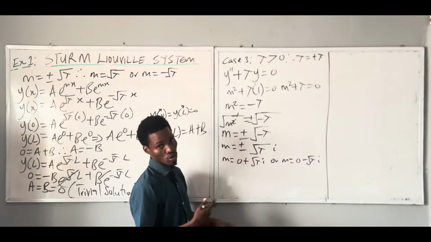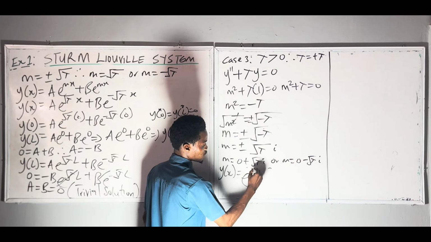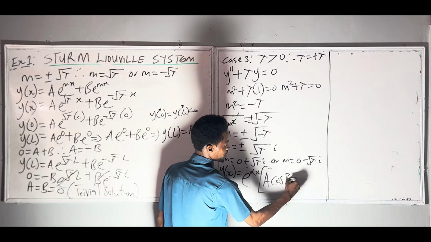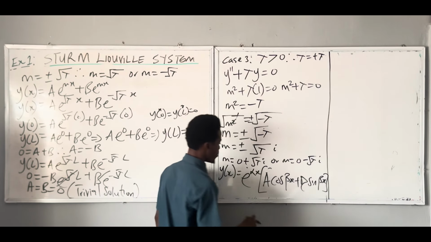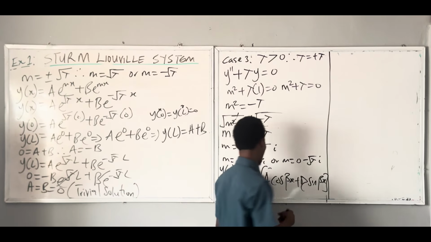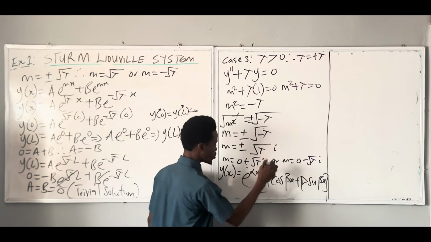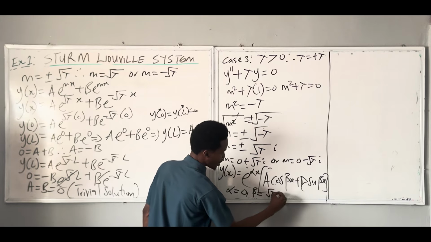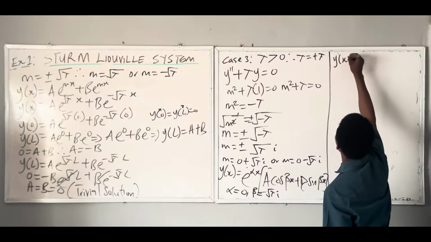So whenever I have a conjugate root, my general solution will be e to the alpha x, then A cos beta x plus B sine beta x, where alpha is the real part and beta is the imaginary part. So what's my real part here? My real part is 0. So my alpha is 0, and my beta here is root lambda i.